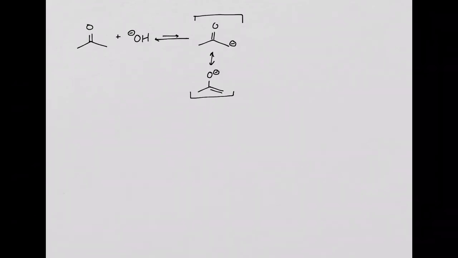If we treat this ketone with hydroxide ion, it will produce a small amount of the enolate. This equilibrium lies to the left and favors the ketone and the hydroxide ion. The small amount of enolate that is formed, however, can react with the electrophile. If the second step is favorable, the equilibrium lies to the right.